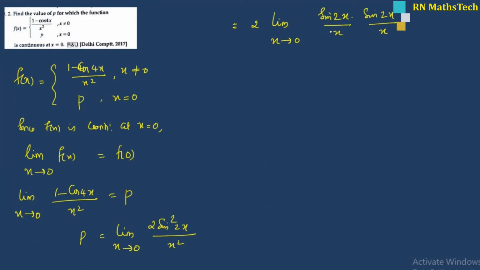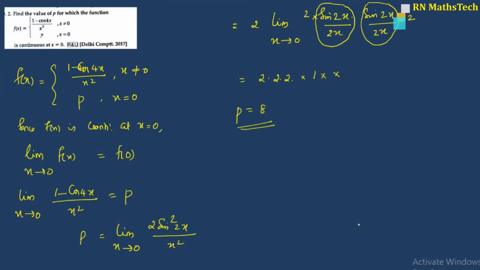So we multiply the numerator and denominator. Here the numerator and denominator is multiplied by 2. Also here the numerator and denominator is multiplied by 2. So value of this limit is equal to 1. Here also value of the limit is equal to 1. So it is equal to 2 into, here 2 into 2. Now limit x tends to 0, sin 2x by 2x is 1. Next limit is also 1. So that is equal to 8. So p is equal to 8.